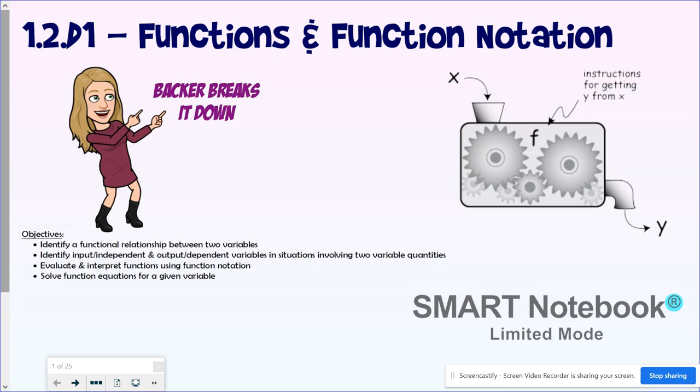In this episode, we're going to look at functions and function notation. So, functions. Every single math class, we talk about functions. What is a functional relationship? How do you know if a relationship between two quantities represents a function? It's a good question, right?